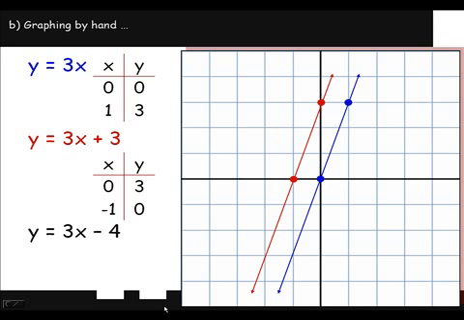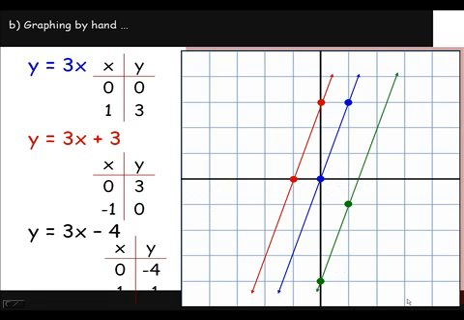And finally the last one, y equals 3x minus 4. When x is 0, y is -4. When x is 1, y is -1. When x is -1, y is -7. There's our green line. So what do we notice about these lines? They're coplanar, they're in the same plane, and they don't intersect. We have to fix the colors on these so we can see those points better.